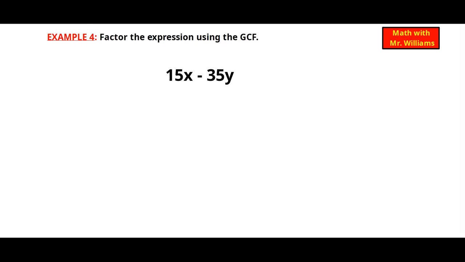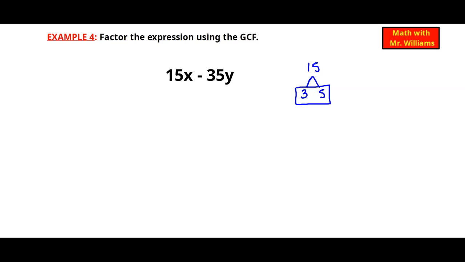Math with Mr. Williams, example 4, factor the expression using the greatest common factor. So here we don't have a prime number, we have two composites. So we're going to go ahead and break those up. So I'm going to break up 15 first. I like to start with this smaller number. So what times what gives me 15? Well, 3 times 5. So those are both prime numbers, so I'm going to go ahead and box those in.